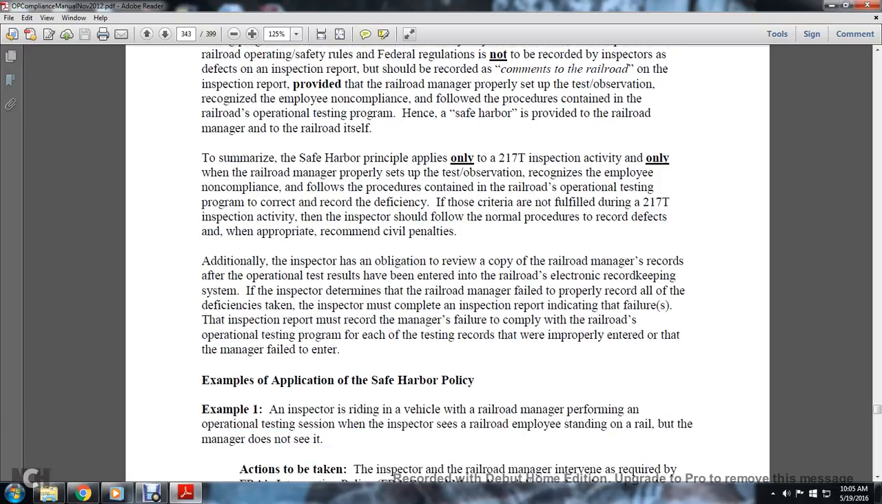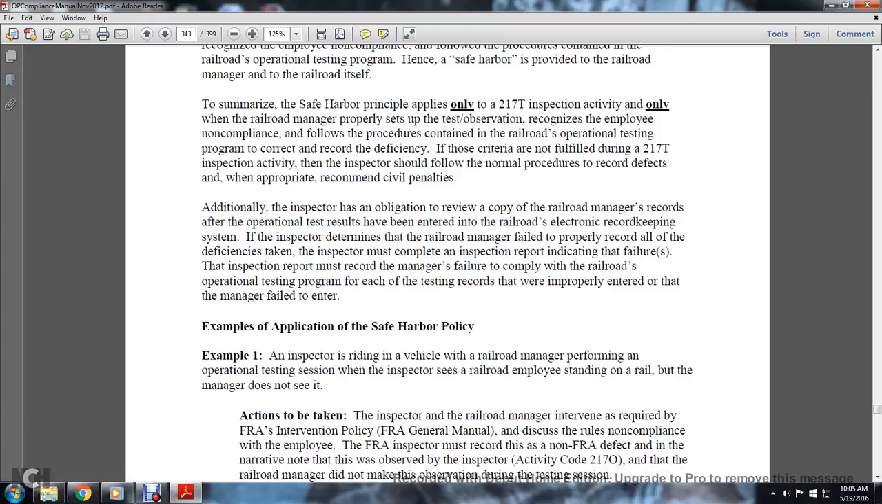To summarize, the safe harbor principle applies to the 217 inspection activity only when the railroad manager properly sets up the testing observation, recognizes the employee non-compliance, and follows the procedures contained in the railroad operational testing program to correct and record the deficiency. If those criteria are not fulfilled during the 217 inspection, the inspector should follow the normal procedure to record the defects with the appropriate recommendation for civil penalties.